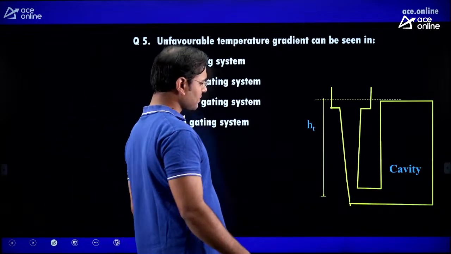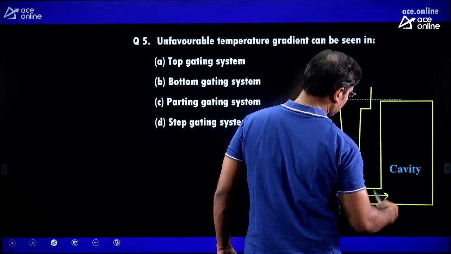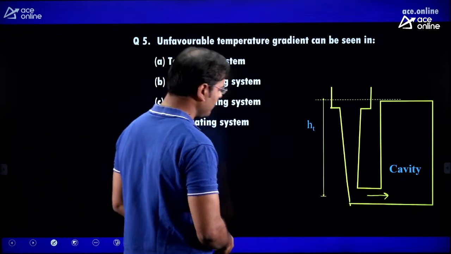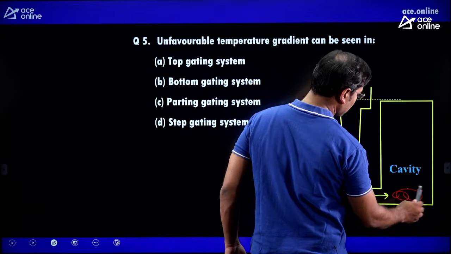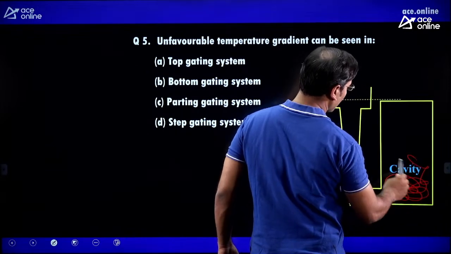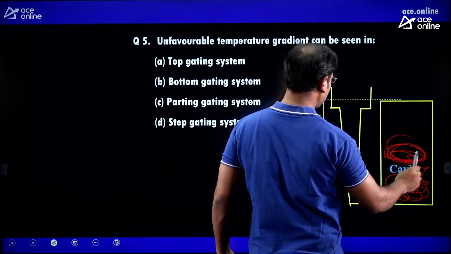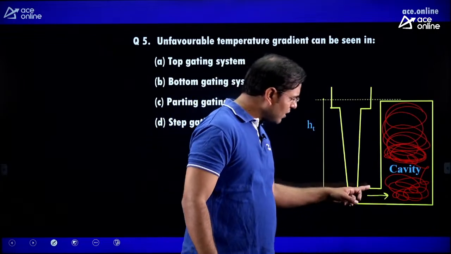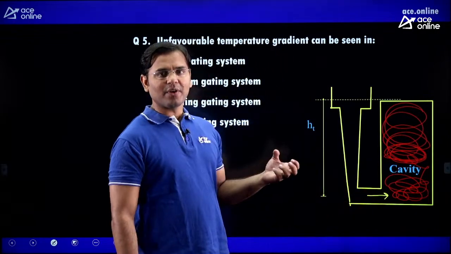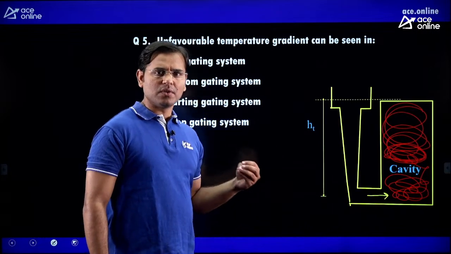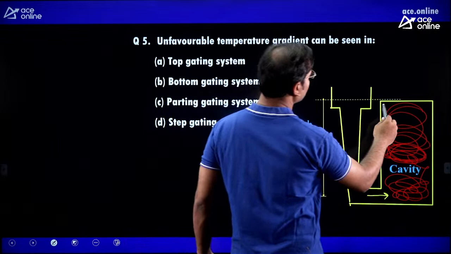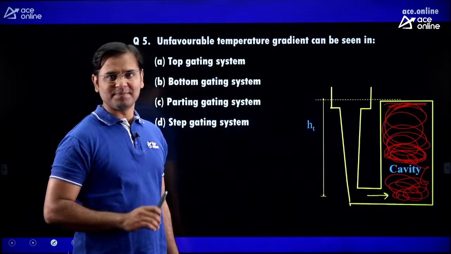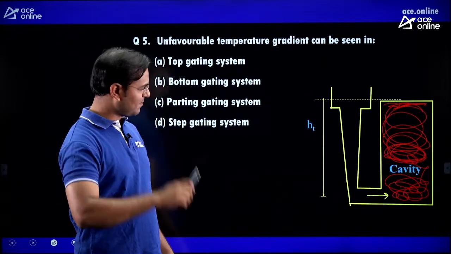Now what is happening? When the molten metal is entering here, it enters with very high velocity, but as the level of molten metal increases, the velocity of the molten metal slowly reduces, and very slowly the molten metal will go up to the top. When the molten metal reaches the top, the flow of molten metal will stop, right? The flow of molten metal will stop.